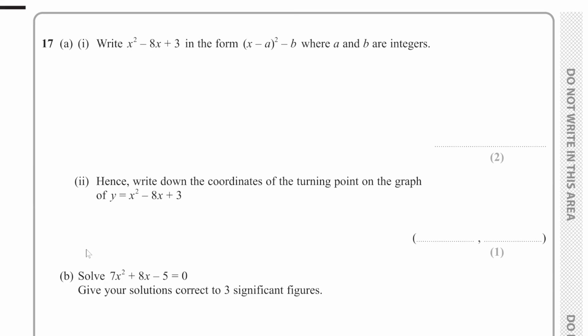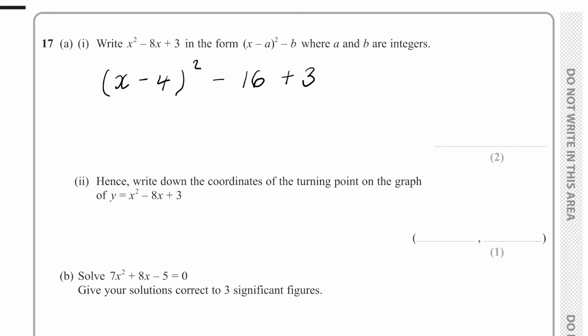Question 17. Write x squared minus 8x plus 3 in the form x minus a squared minus b, where a and b are integers. This is called completing the square. We're going to take the 8 and half it, which will get us to a 4. So x minus 4 squared. We're going to take away the 4 squared, which is 16. And we've still got the plus 3 on the end.